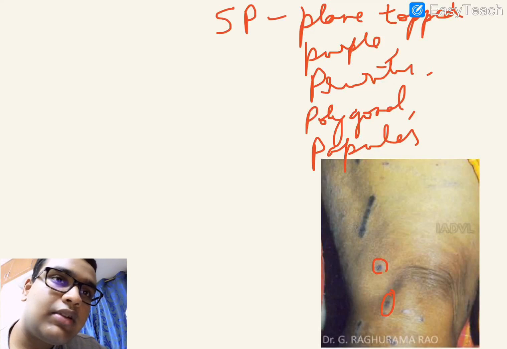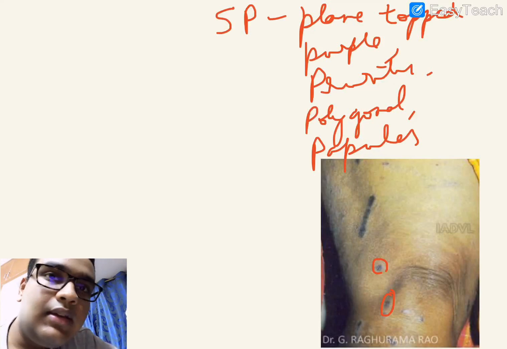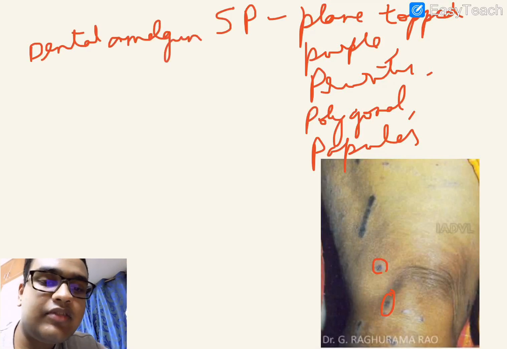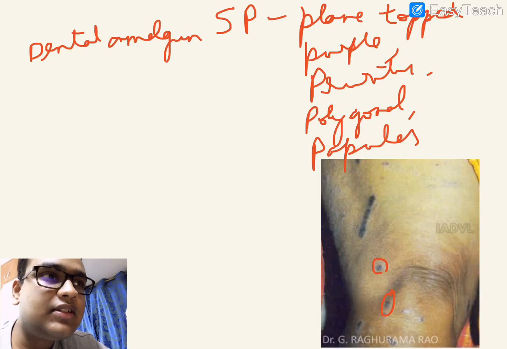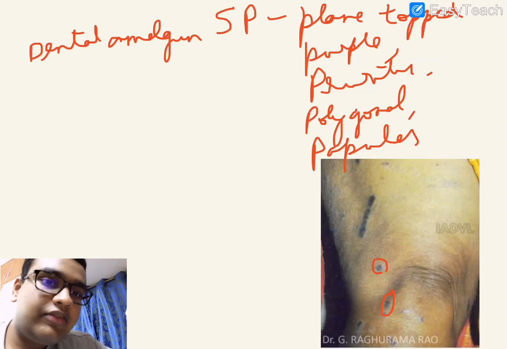One of the most important etiologies of lichen planus, apart from being idiopathic, is dental amalgam. So dental amalgam is an important etiological factor for oral lichen planus. As you can see in the question here also, there is history of dental filling. So that is an etiology of lichen planus.